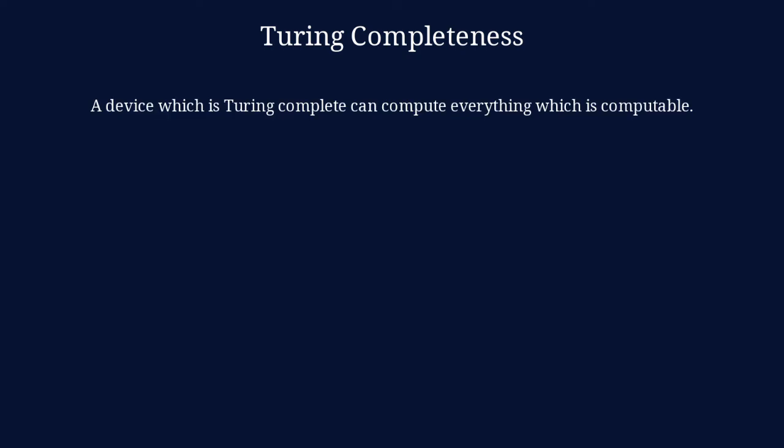Now, what is Turing completeness? Well, it means that duCx can basically compute everything which is computable. Right, so every single algorithm, every single thing that can possibly be computed, duCx can do it. So there are a couple of caveats here.